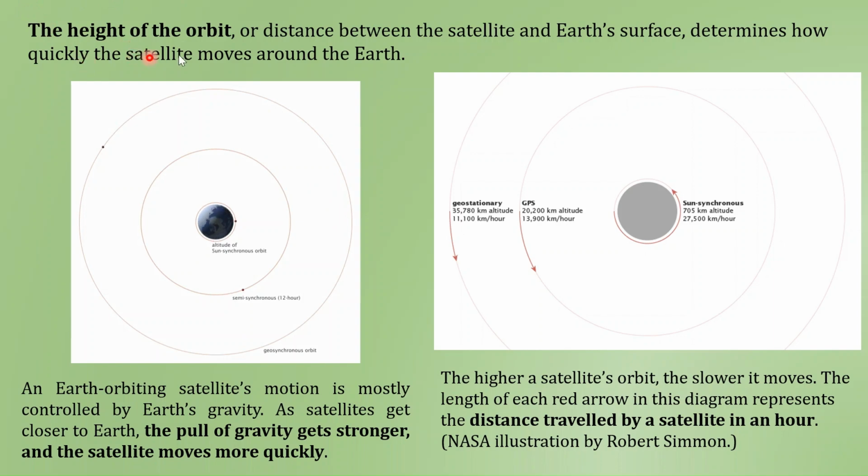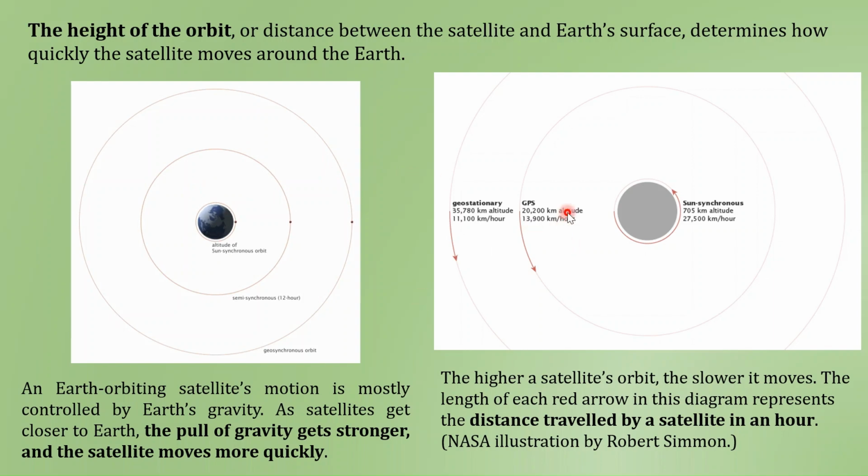The height of the orbit, that is the distance between the satellite and the Earth's surface, determines how fast these satellites move around the Earth. Here we can see in this diagram that when the satellite is closer to the Earth, because of the higher gravitational pull, it moves faster in comparison to the one in the high Earth orbit or the geostationary orbit. So the speed of the satellite is lesser in comparison to the one in the low Earth orbit, and the one moving in the medium Earth orbit has an intermediate speed.